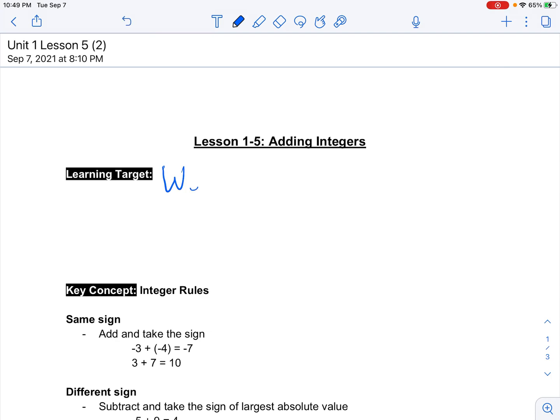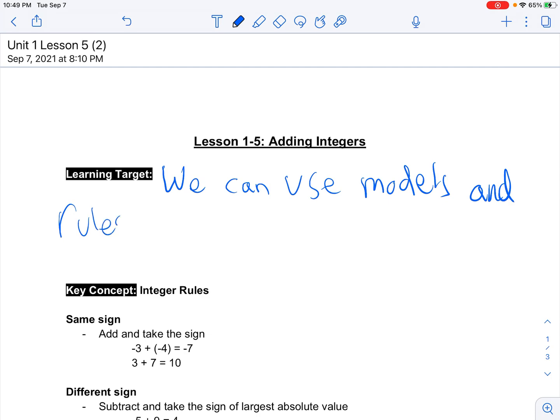Unit 1, Lesson 5. Our learning target is we can use models and rules to add integers.